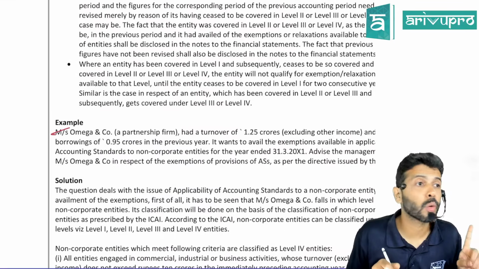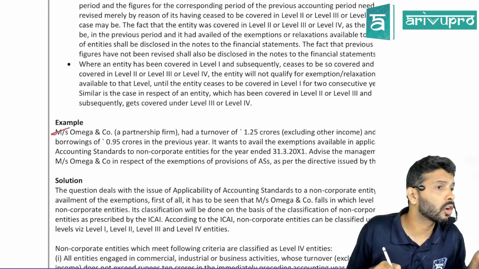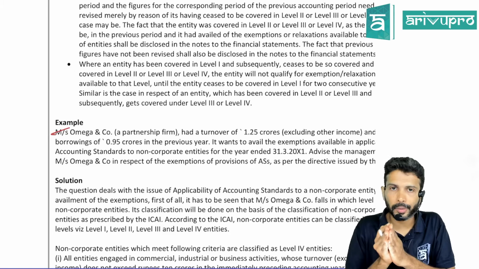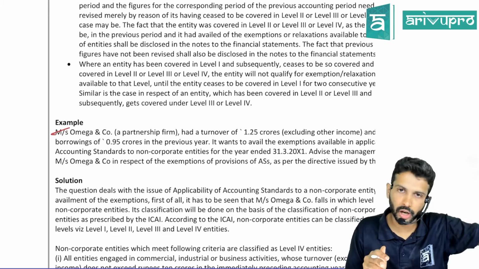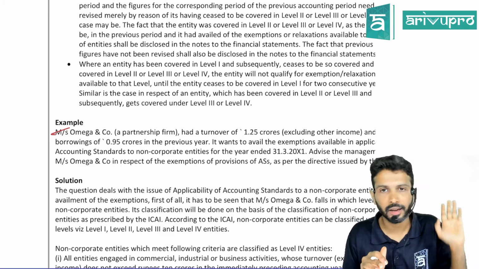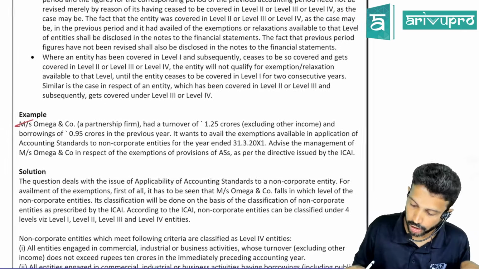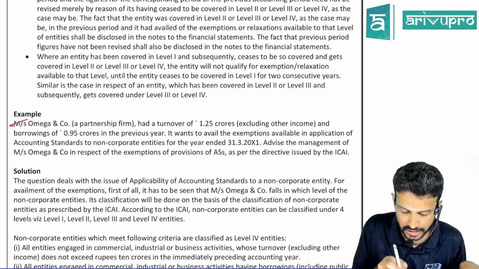Sir, these are the limits for what entities? Corporate or non-corporate? Non-corporate entities are categorized into level 1, 2, 3 and 4. For corporate entities, there is a different thing. One second, I'll come to that. So this question is all yours if you are able to remember those limits.